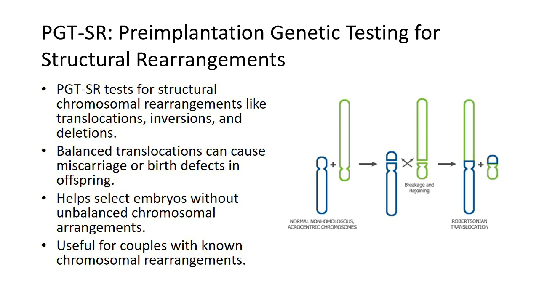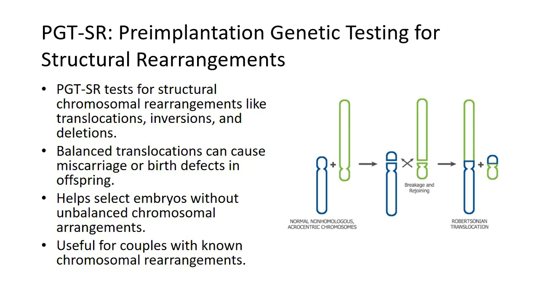3. PGT-SR, pre-implantation genetic testing for structural rearrangements. A. What is PGT-SR? PGT-SR is used to test embryos for structural chromosomal rearrangements such as translocations, inversions, and deletions. These rearrangements can cause infertility, miscarriage, or birth defects.